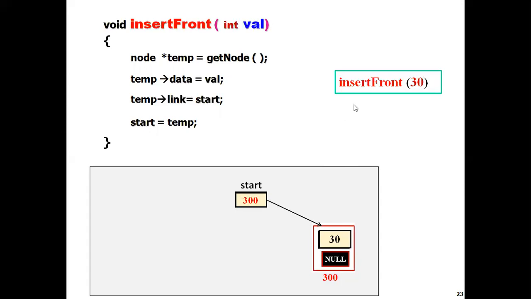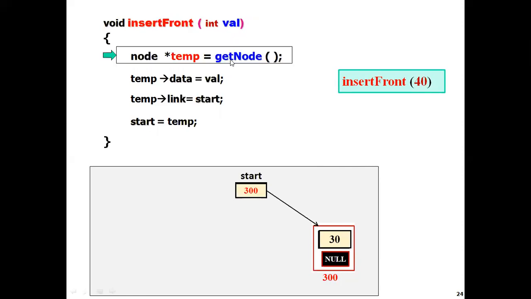Now say we call the function once again, but changing the value to 40. We are calling the same function again by changing the value to 40. So what will happen? Again the same function is called. Now val will become 40. Okay, val becomes 40 and it enters the function.